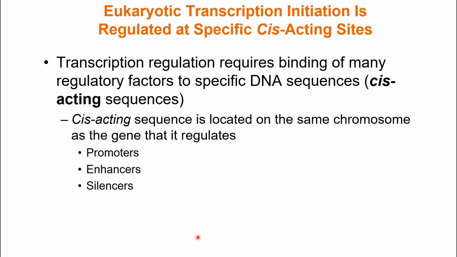And we need to go over some vocabulary words for this. You'll remember that promoters are cis-acting sites. They're on the same strand as the gene itself. And generally, transcription is going to require the binding of many regulatory factors to these cis factors. So we're going to have lots of trans-acting elements binding to these cis-acting sequences. And the sequences that we have are promoters, enhancers, and silencers. We're going to talk about those first.